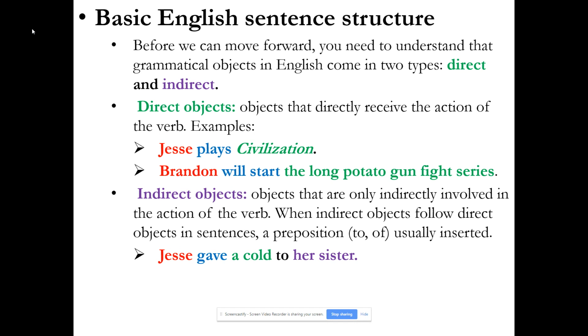Now, English is a wily language, and it allows us to switch the order of the objects and still express the same idea, except you could drop the preposition.